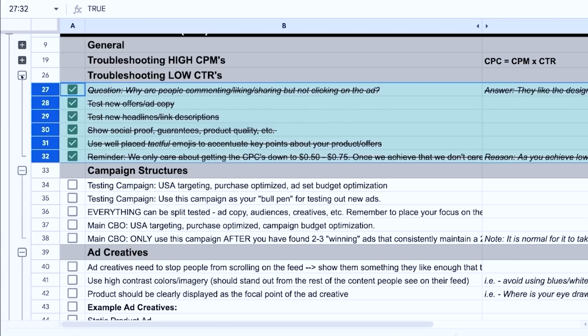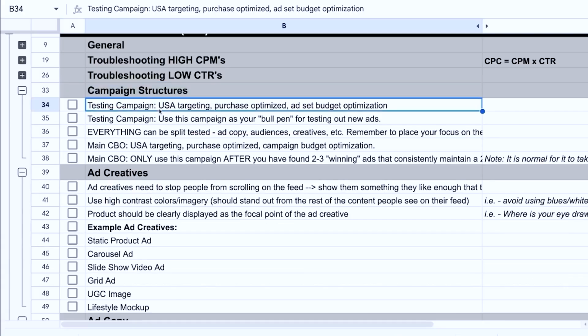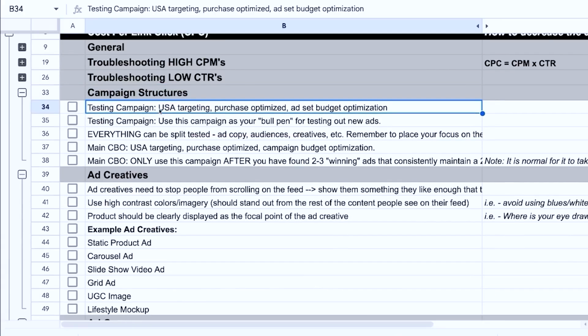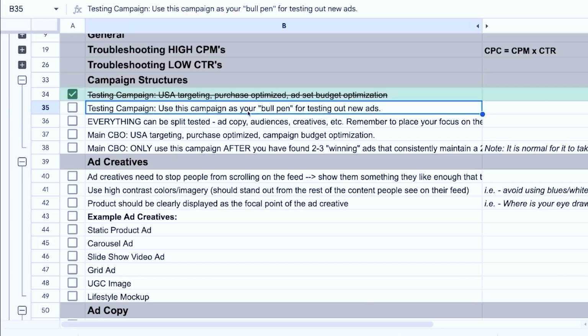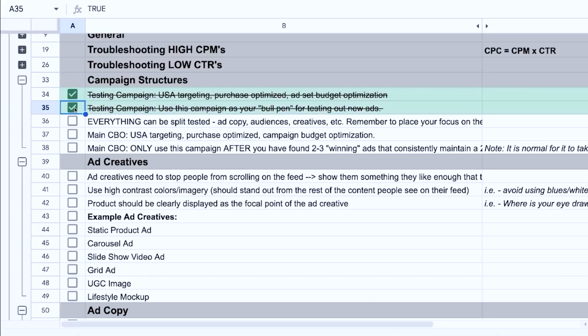Then I'll go through the ad structure in a second. So, campaign structures. For the testing campaign, we use USA targeting, purchase optimize, ad set budget optimization. We use this campaign as our bullpen for testing out new ads.